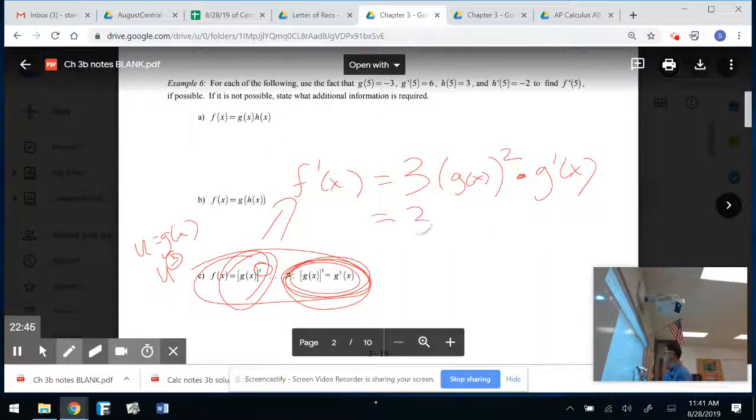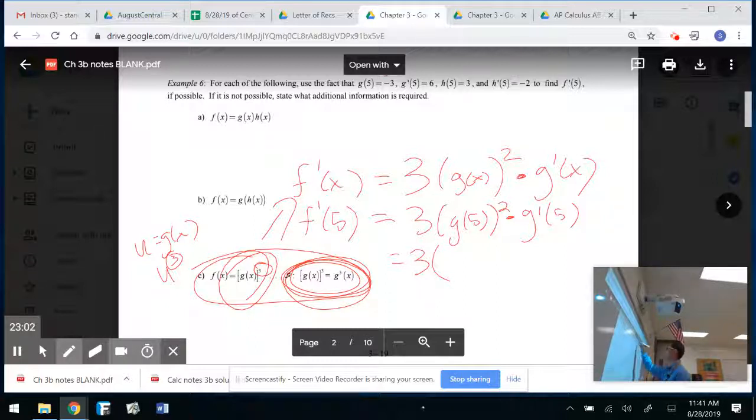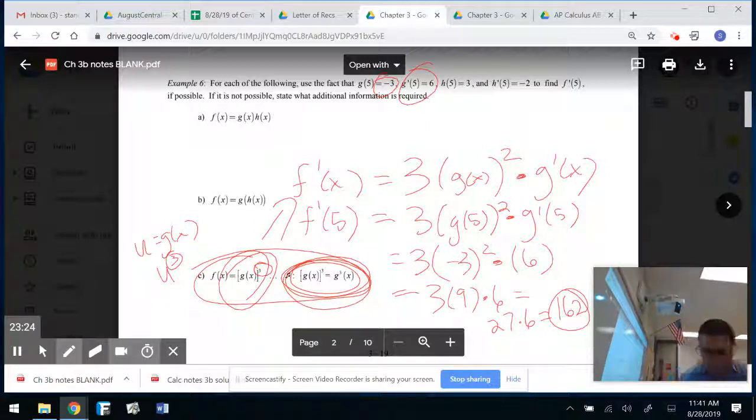So let's see if we got enough information to handle this guy. Ooh, snap, shame on me. f prime of 5 now, right? So we're going to go ahead and put a 5 in for those x's and see if there's enough information. 3 times g of 5 squared. What's g of 5? Ooh, sweet. Right there, it's -3 squared times, do I have g prime of 5? Oh, sweet, times 6. Please excuse my dear Aunt Sally. 27 times 6. Oh, snap, what is that? 42, is it 162? Oh, I hope I got it right. Where's my solutions? I'm not going to do it the long way. Tell me I got it. I did. Sweet.